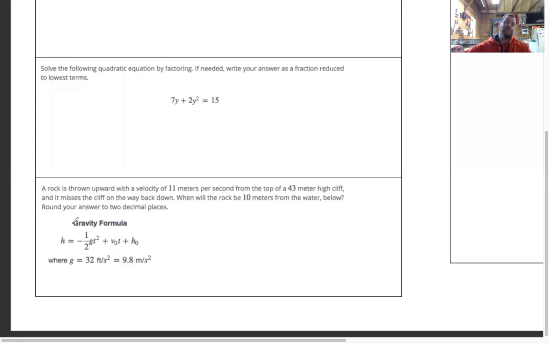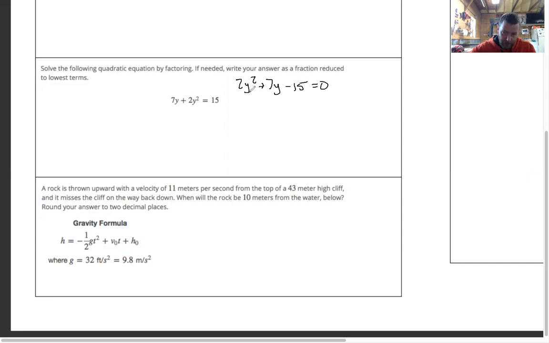The next one, we're going to solve by factoring again. Okay. So I got to have 0 on the right, have to. And then I'm going to write it in order. So 2y squared plus 7y minus 15 equals 0.